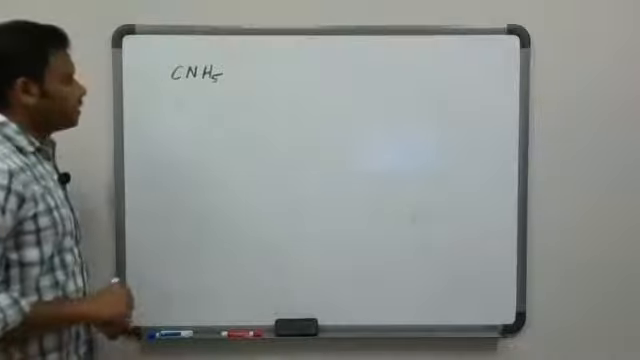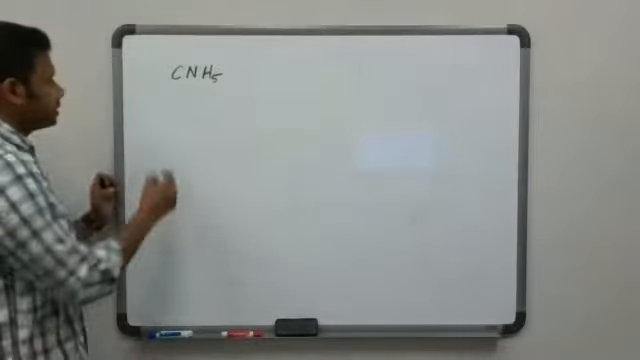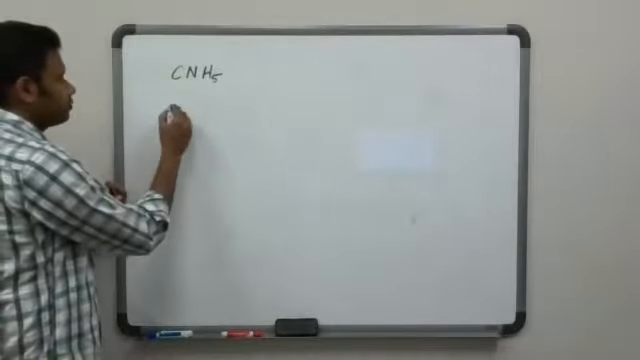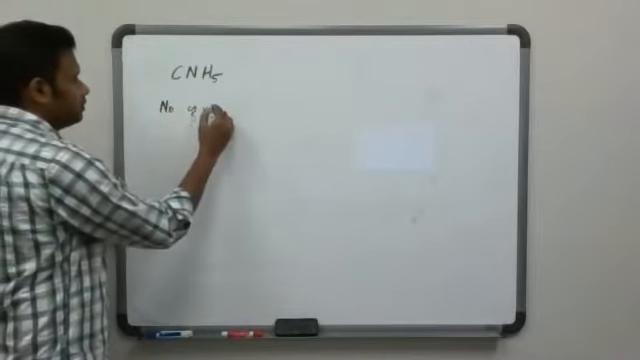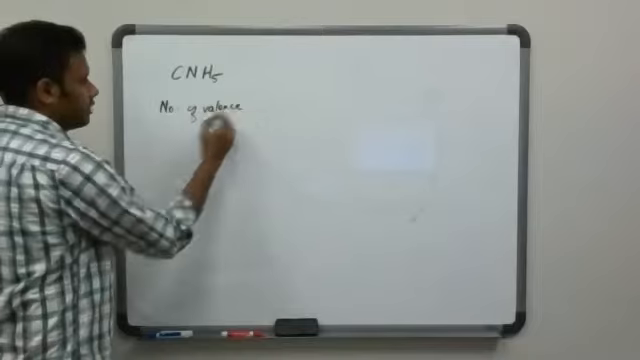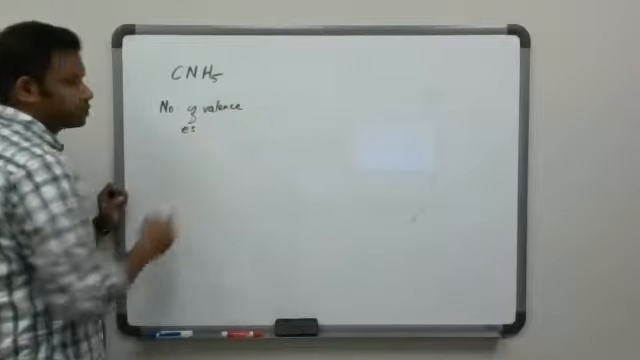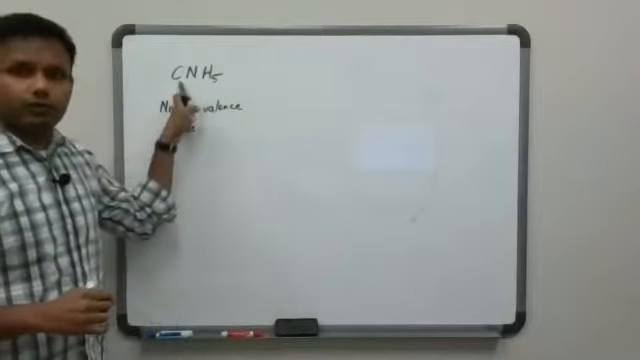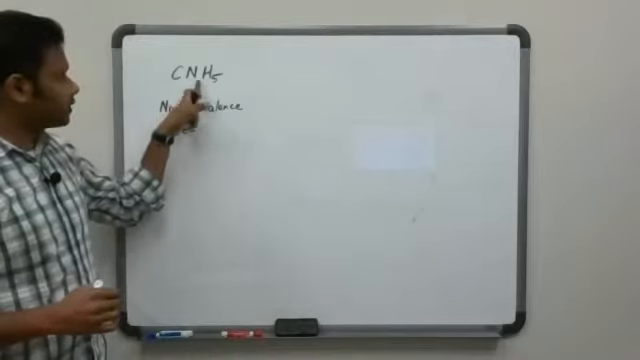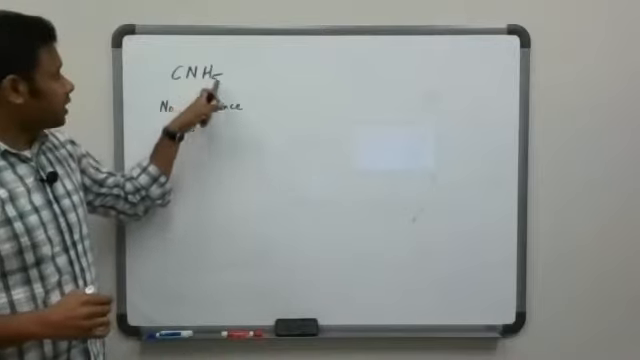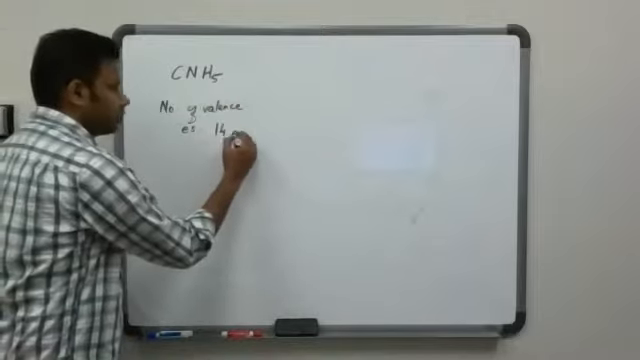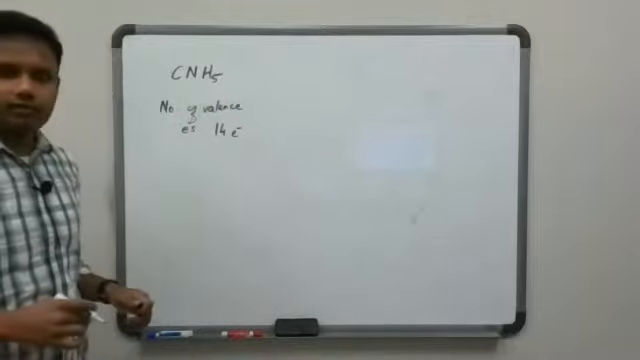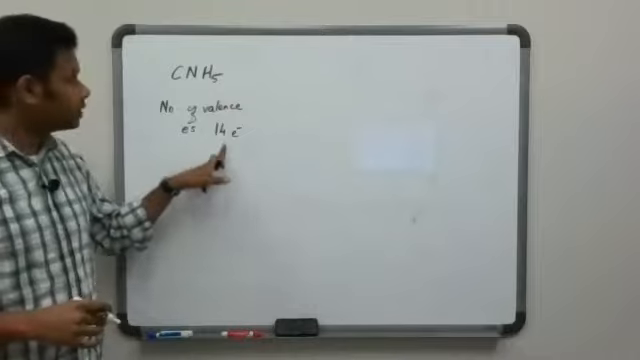Okay, and so again, what we're going to do here is count the total number of valence electrons. Carbon is 4, nitrogen is 5, so 5 plus 4 is 9, and then 5 hydrogens, that's 14. So I'm not showing the breakup now, but we have 14 electrons.